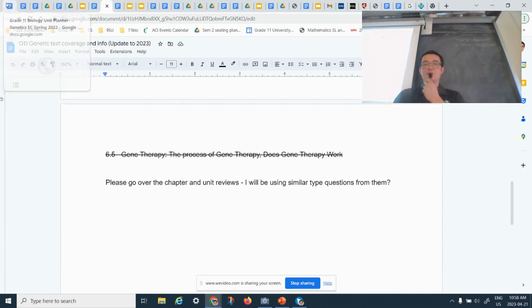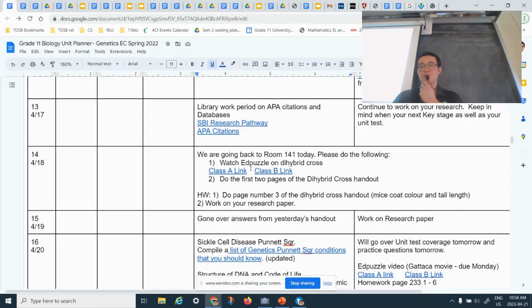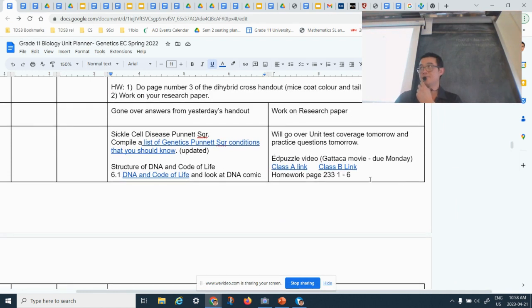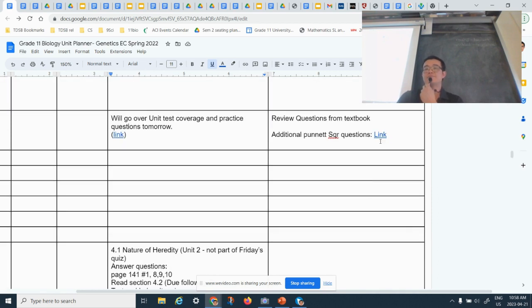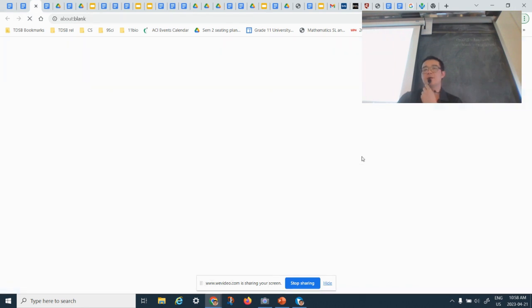In terms of practice questions, I'll put some textbook questions onto the unit planner a little bit later on. Those have answers in the back, so that will be very quick to do. And also, I have some additional Punnett square questions. If you want to see these different types of Punnett square questions, there's a link here.